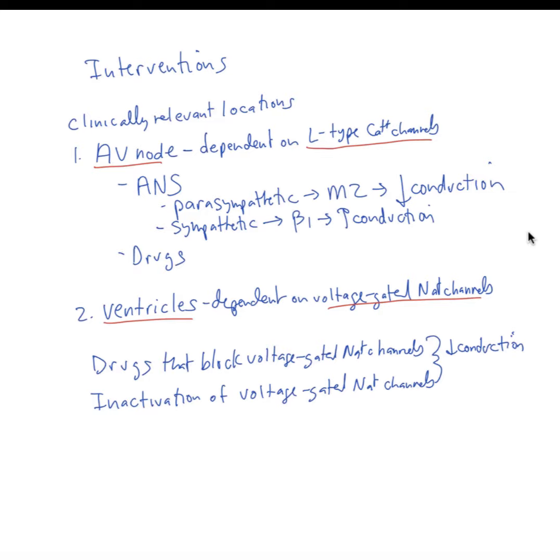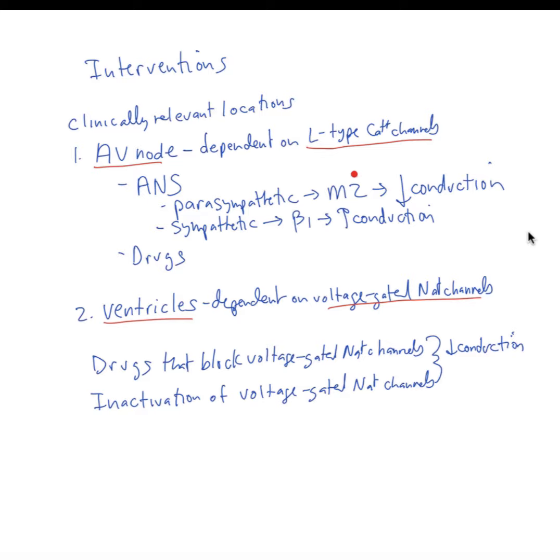The clinically relevant locations for conduction velocity are going to be the AV node and the ventricle. That is really where you want to be thinking about conduction velocity and how it can change. The L-type calcium channels are involved in AV node conduction because these are slow response fibers. They depend on calcium current for phase zero. And so the AV node is affected by autonomic nervous system input from the parasympathetic and sympathetic divisions.